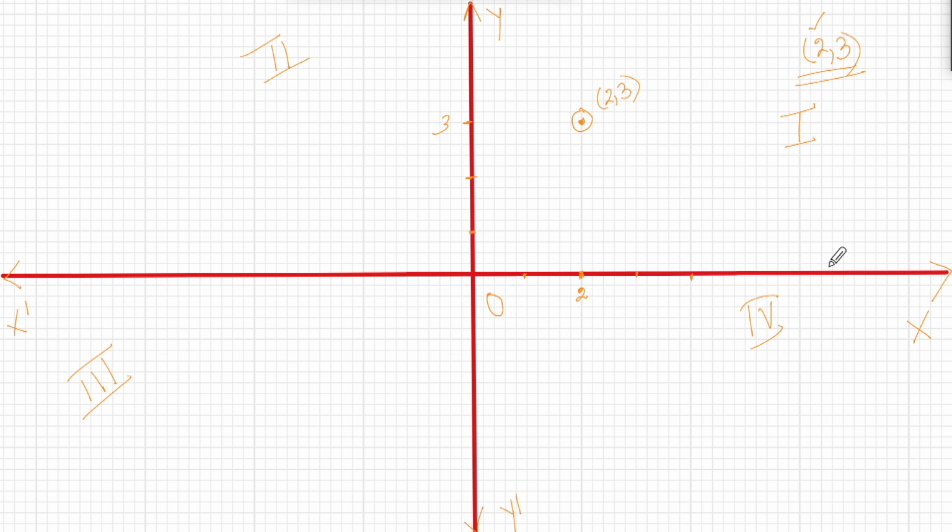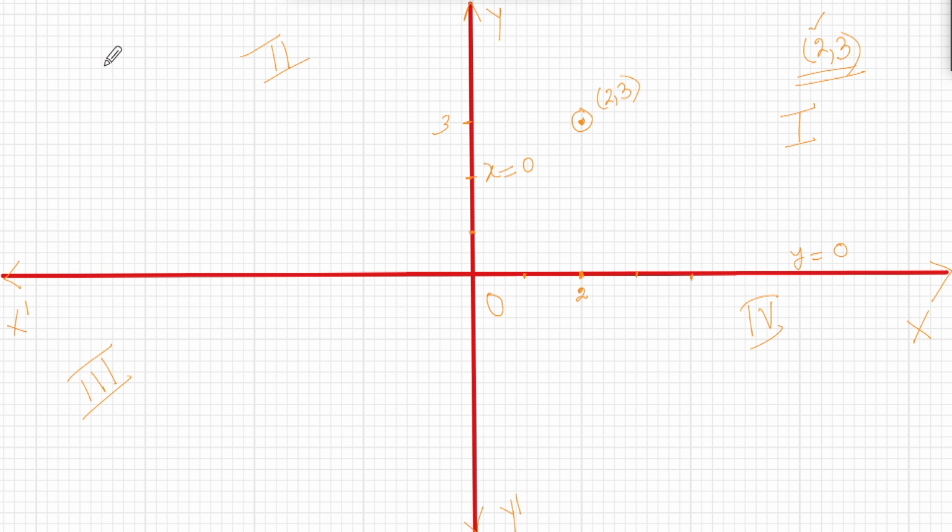Next, it is also necessary to know the equation of the x-axis and the y-axis. We have to keep in mind the equation of the x-axis is y equal to 0. For any value of x, y will always be 0 in the x-axis. So the equation of the x-axis is y equal to 0 and the equation of the y-axis is x equal to 0, because for any value of y, the x coordinate will always be 0. So the equation of the y-axis is x equal to 0.